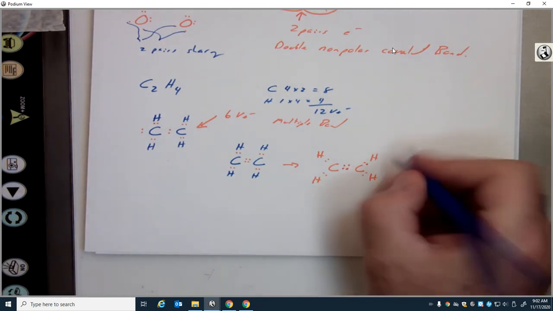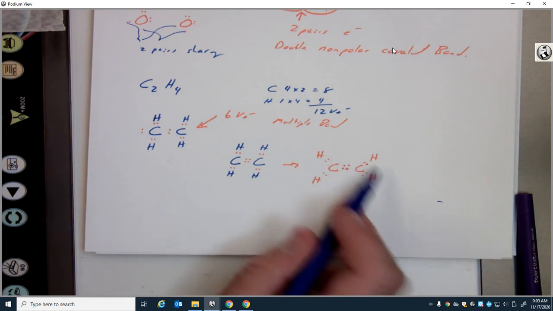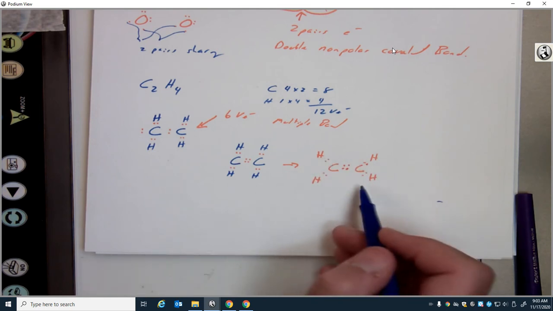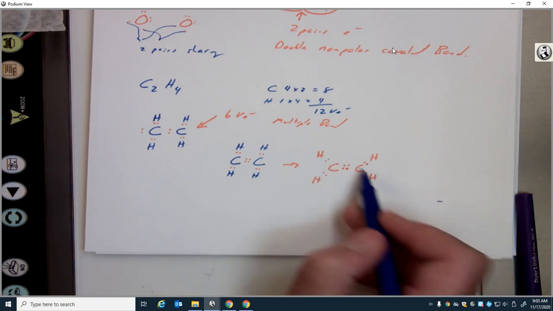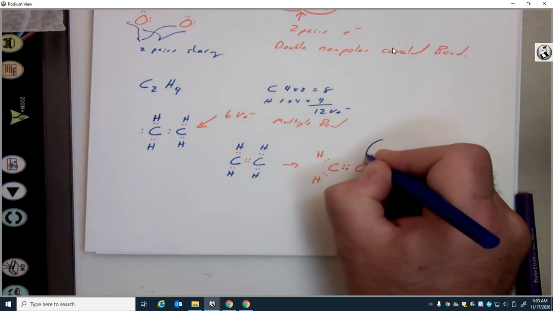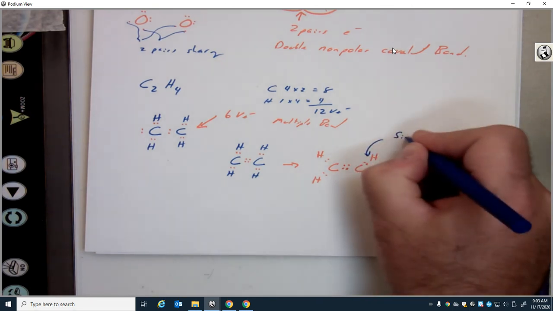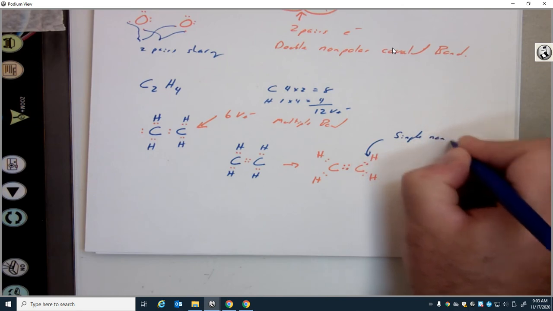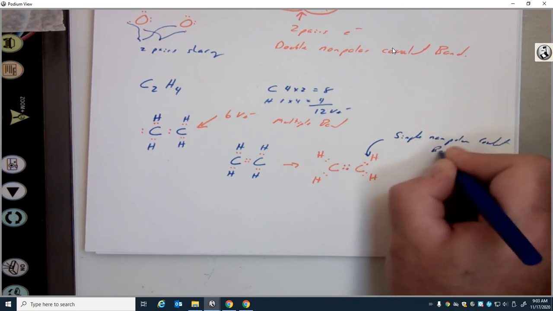Okay, so let's start with, we have 1, 2, 3, 4, 5. There are five bonds here. 4 of them are all the same. So this is a carbon-hydrogen bond, carbon-hydrogen bond, carbon-hydrogen bond, carbon-hydrogen bond. This type of bond we've already named. Single, non-polar, covalent bond.